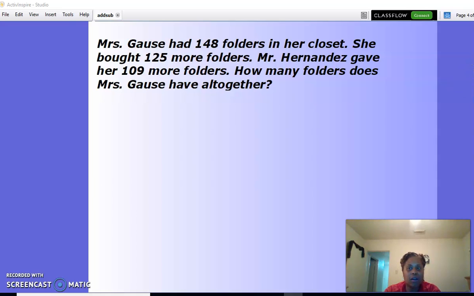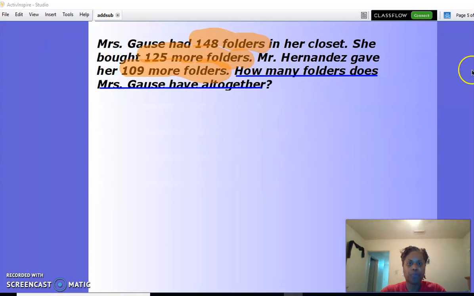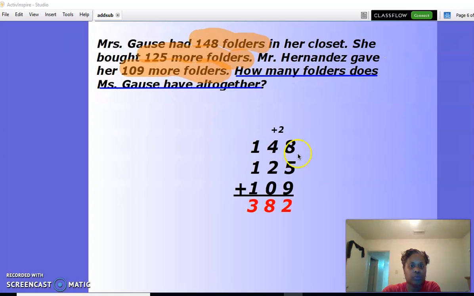Let's analyze and solve this problem. The problem is wanting us to find how many folders Mrs. Goss has altogether. We know that Mrs. Goss has 148 folders in her closet. She purchased 125 more folders. And Mr. Hernandez gave her 109 more folders. We're going to combine all of the totals of the folders, which means we're going to add. We're going to add 148 plus 125 plus 109.